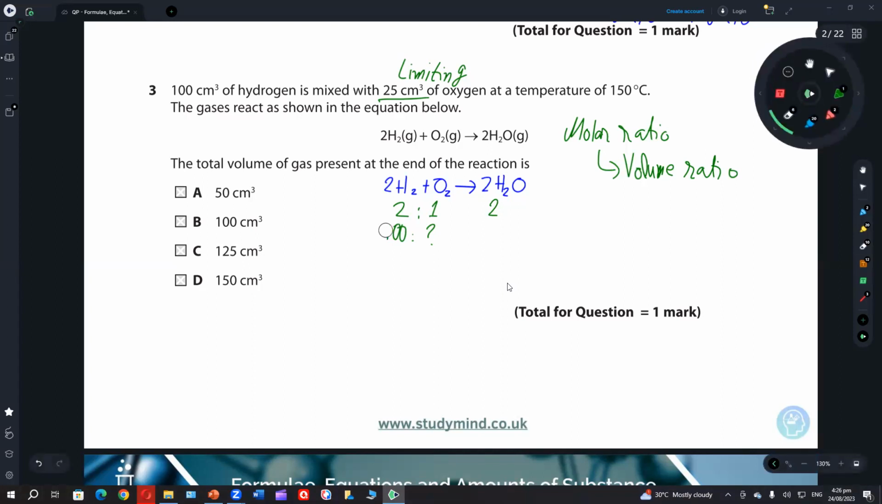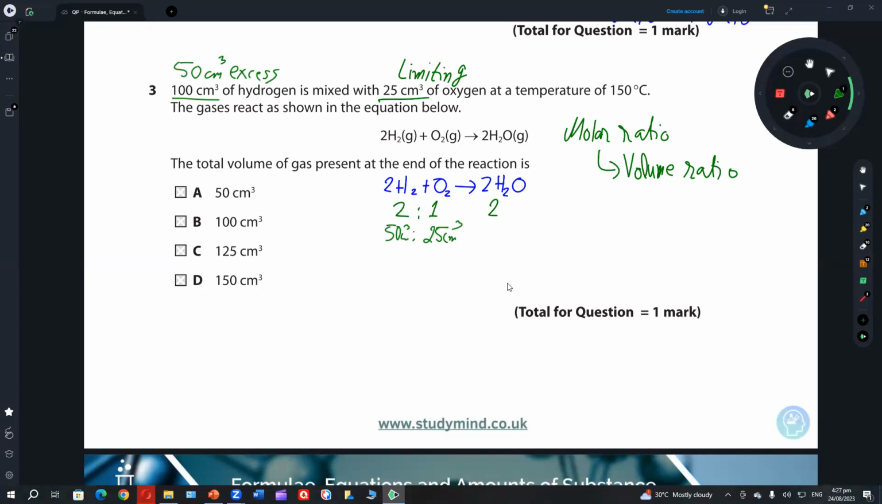Now I know that oxygen is given less. If I make oxygen 25 cm cube, how much hydrogen will it use? Its ratio is 1:2, so 50, not 75. Good. How much oxygen is actually given? 25. In the question, how much hydrogen is given? 100. And how much do I have to use? 50, so half of it. So it means 50 cm cubed of hydrogen is still present, in excess. It is a gas which will remain unreacted.